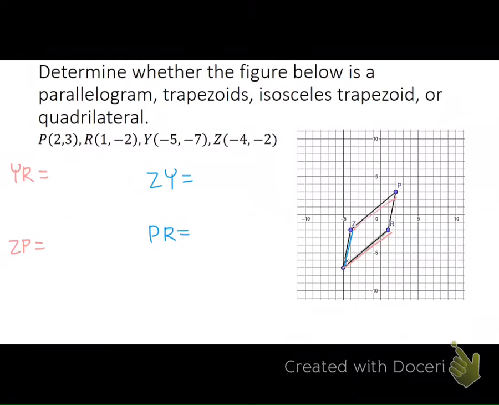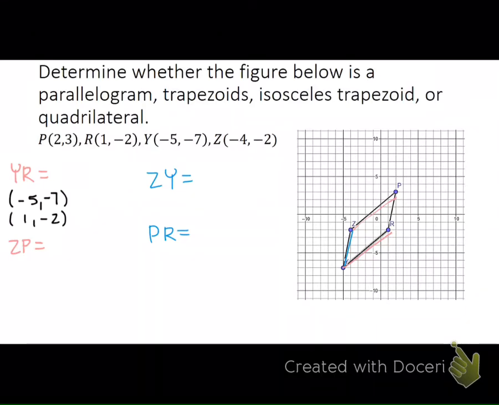So Y is at (-5, -7), and R is at (1, -2). Okay, so here's how you do slope. You do y2 minus y1 over x2 minus x1.